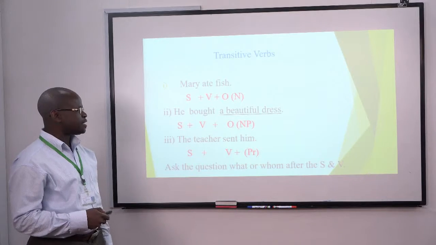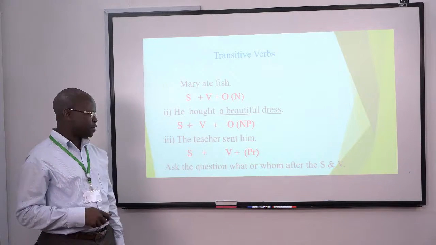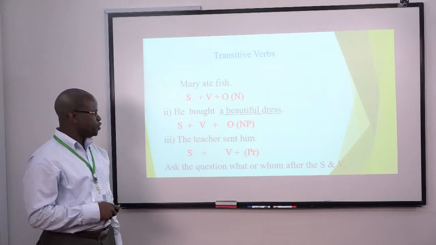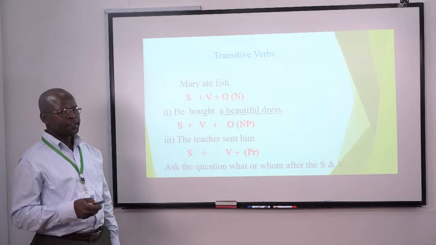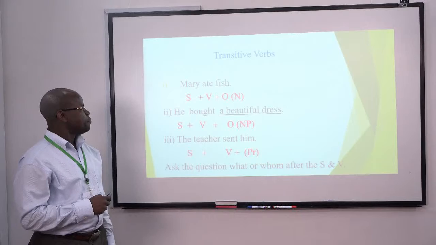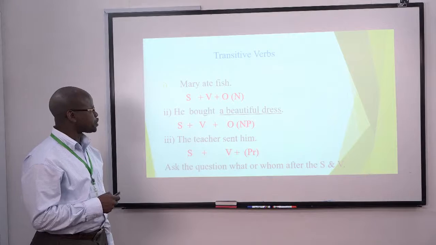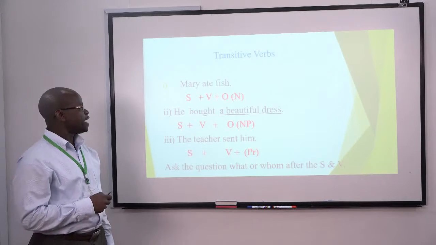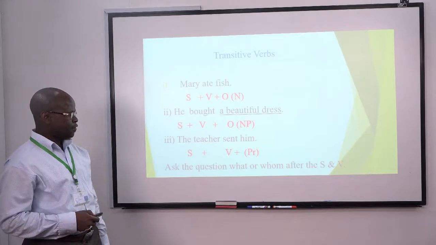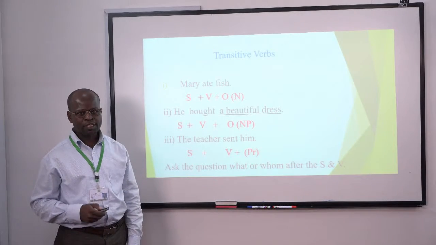If you want to get a transitive verb in a sentence, then you need to ask yourself this question: what or whom, after you have used the subject and the verb? For example, in sentence number 1, you can ask, Mary ate what? Then the answer will be, Mary ate fish. So that tells you that ate is followed by an object, so it is a transitive verb. The same applies to bought and sent. They are all transitive verbs.